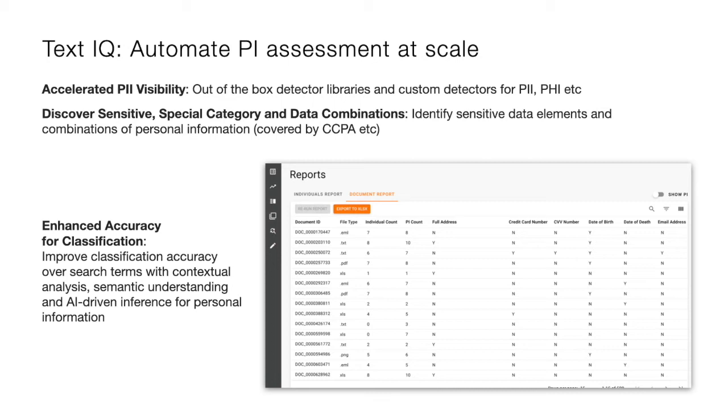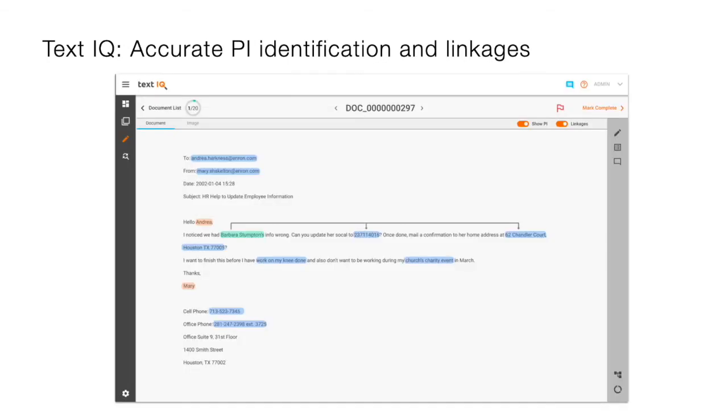To give you all an example of how our AI operates in unstructured data, here's an example of how our technology would work on one particular email. In this email, 2 employees, Andrea and Mary, are talking about a third employee, Barbara Stumpton. One of the employees, Mary, mentions Barbara's social security number, but if you'll notice here, it's not formatted correctly.